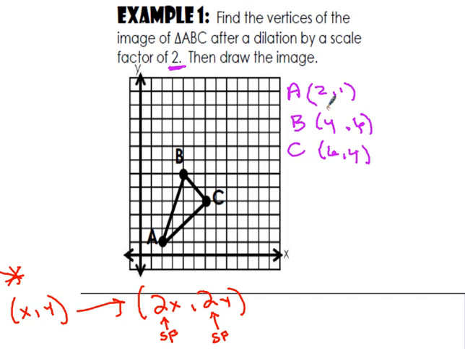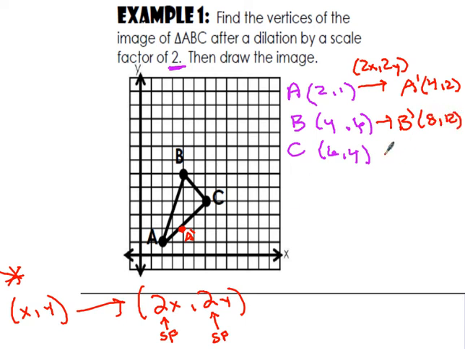So, going back to my original points, my original point for A was 2, 1. So if I perform my dilation with a scale factor of 2, my new A is going to be whatever this whole point is times 2. So I do X times 2: 2 times 2 is 4, 1 times 2 is 2. So my new A is going to be at 4, 2. There's my new A, and I just graphed it right there. Now let's do this with all of these. My new B, if I multiply everything by 2, is going to be at 8, 12. And my final new C is going to be at 12, 8. I just multiplied every single one of these by 2. So I get to find 8, 12.